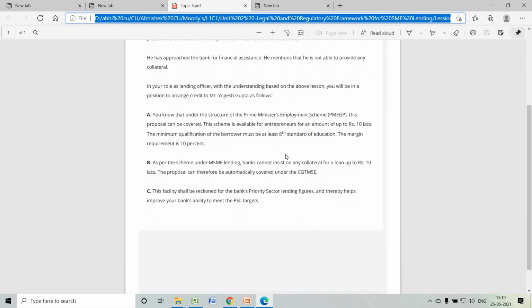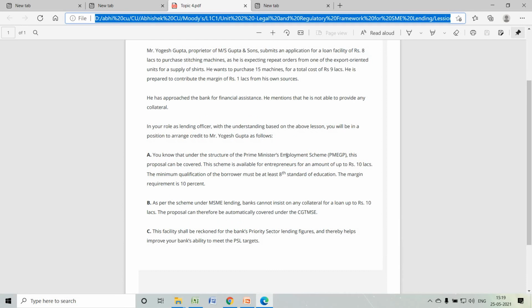Now topic 4 is a case study. Here Mr. Yogesh Gupta, proprietor of MS Gupta and Sons, submits an application for a loan facility of rupees 8 lakhs to purchase a stitching machine, as he is expecting repeat orders from one of the export oriented units for the supply of shirts. He wants to purchase 15 machines for the total cost of 9 lakhs. He is prepared to contribute the margin of rupees 1 lakh from his own sources.